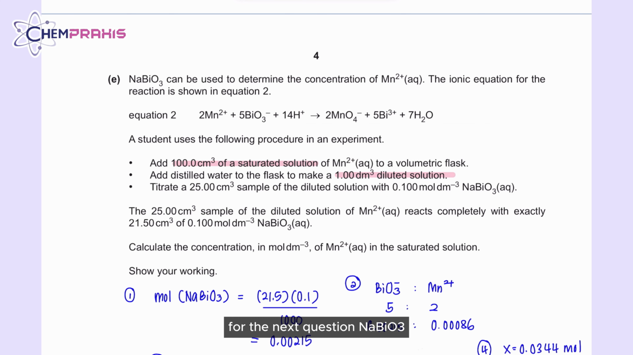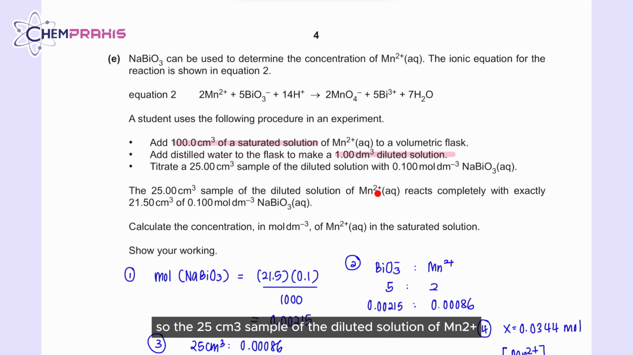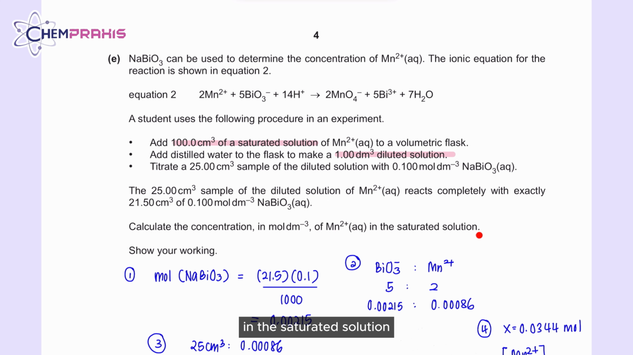For the next question, NaBiO3 can be used to determine the concentration of Mn2+. The ionic equation for the reaction is shown in equation 2. A student used the following procedure in an experiment. Add 100 cm³ of a saturated solution of Mn2+ to a volumetric flask. Add distilled water to the flask to make a 1 dm³ dilute solution. Titrate a 25 cm³ sample of the diluted solution with 0.1 mole per dm³ of NaBiO3. The 25 cm³ sample of the diluted solution of Mn2+ reacts completely with exactly 21.5 cm³ of 0.1 mole per dm³ of NaBiO3. Calculate the concentration in mole per dm³ of Mn2+ in the saturated solution.